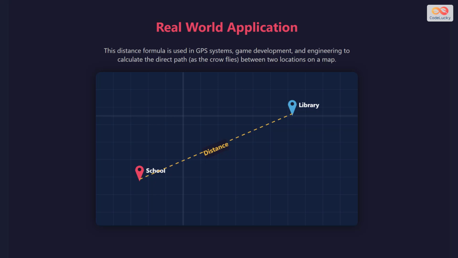This isn't just for math class. This formula is the engine behind many real-world technologies. It helps GPS systems calculate the shortest route between your home and a destination, and it allows video game engines to determine how far a player is from an object.